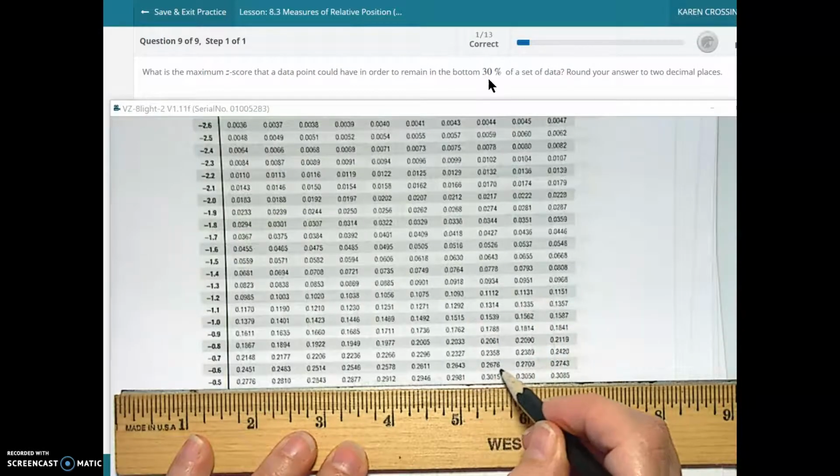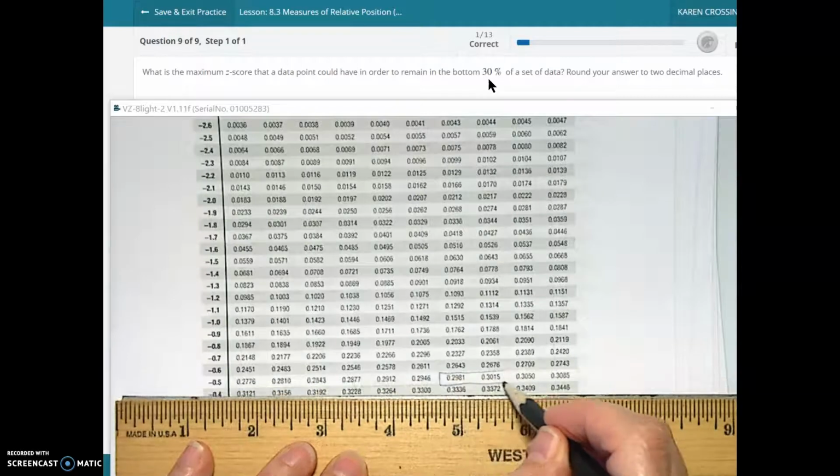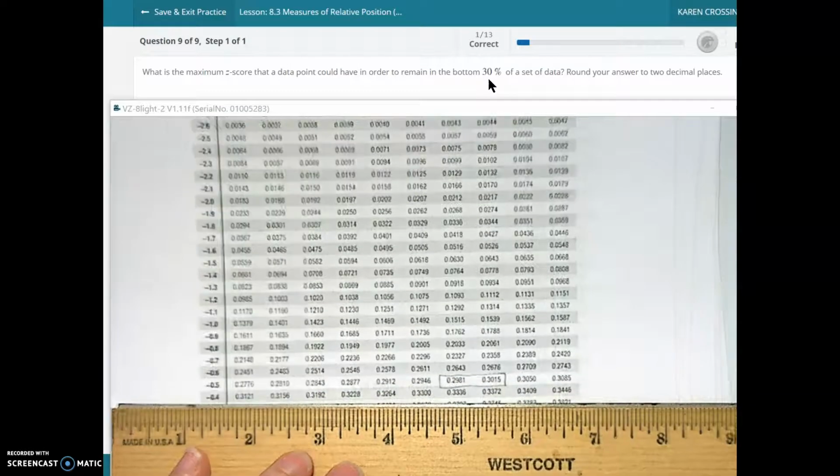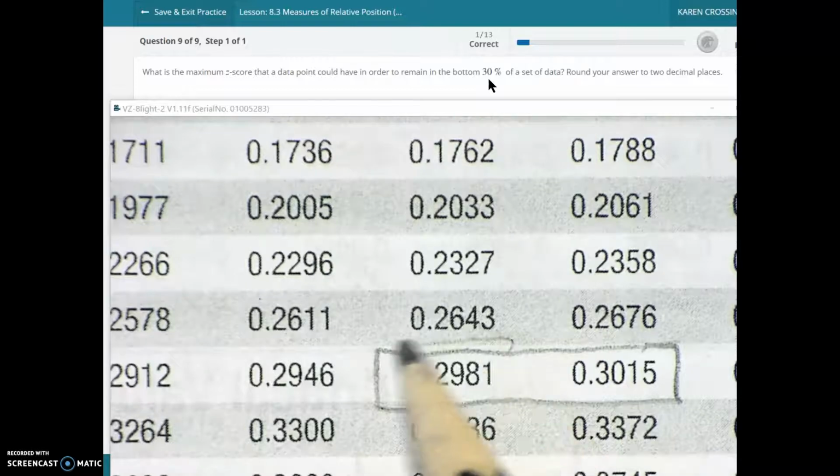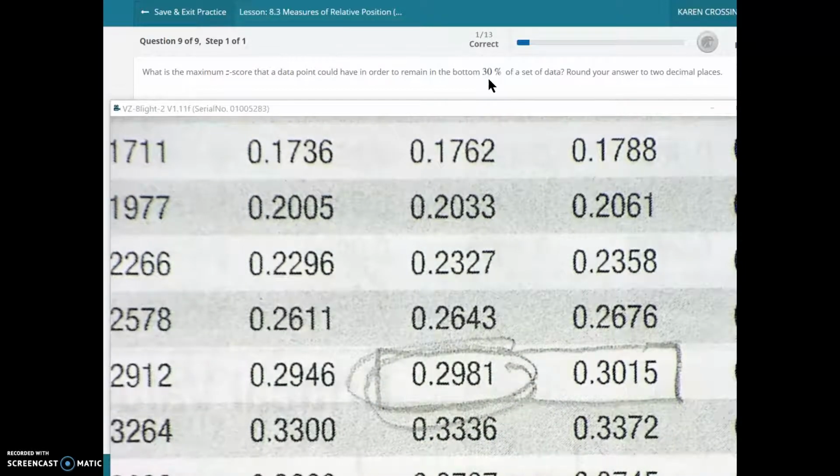Right here, we've got these two data points that I'm going to zoom in on. Hopefully that will make them clearer. They want us to stay below the 30%, the maximum z-score to guarantee that we are in the bottom 30%. So this one would be 30.15%, so we've got to go with this one. That's the closest we're going to get with this, and that'll put us in the bottom 29.81%.